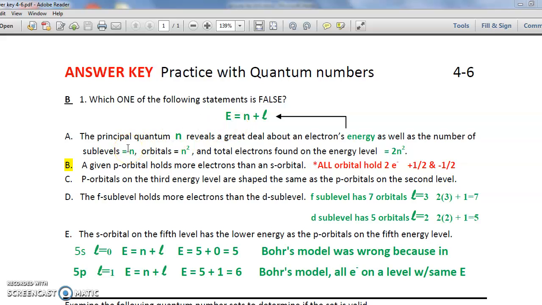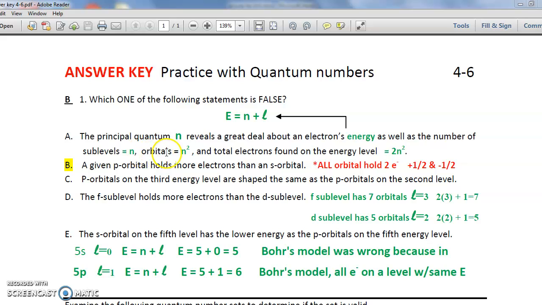So on the first level, there's one sublevel, it's the s. On the second level, there are two sublevels, the s and the p. On the third, there are three, the s, p, d. On the fourth, there are four, the s, p, d, and f sublevels.